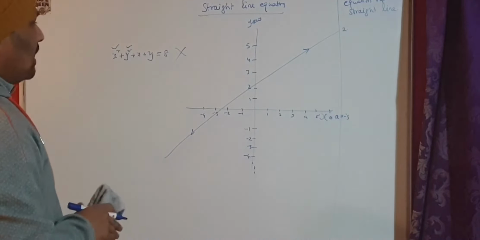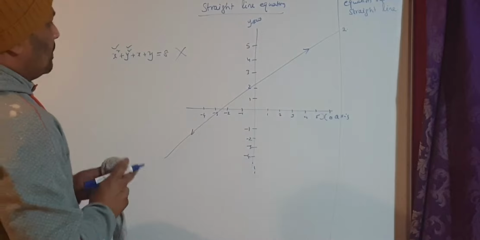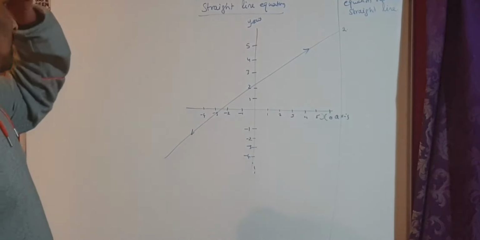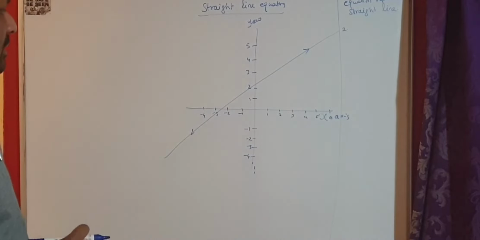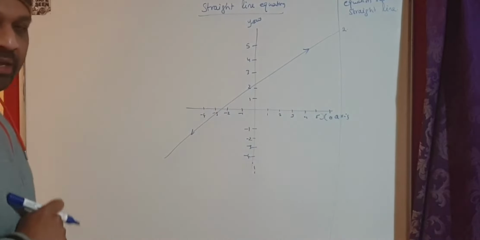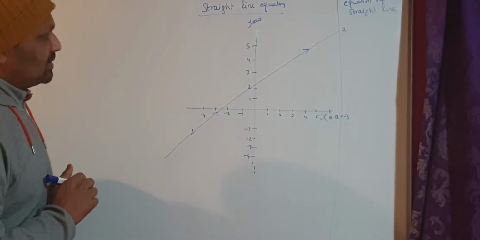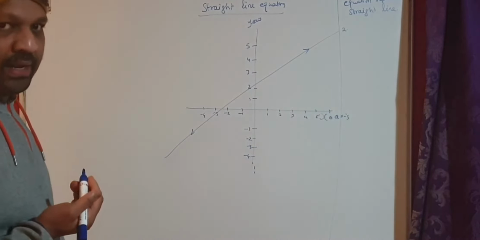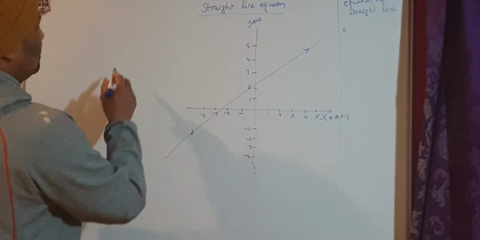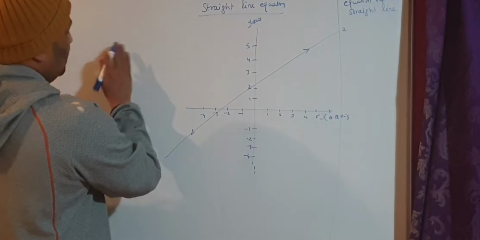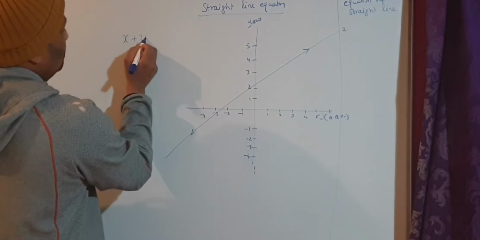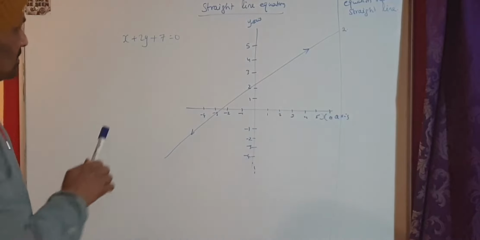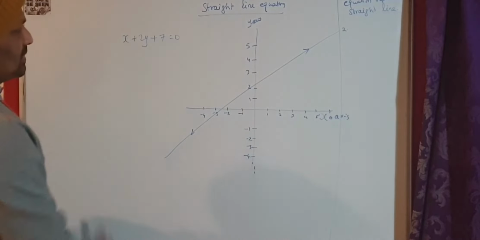The second point is that, given a straight line equation, what is the slope of that straight line? Say, for example, I have given an equation x plus 2y plus 7 is equal to 0. This is a straight line equation because it has an x term, y term, and it also has some constant.